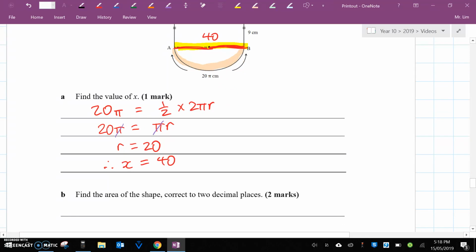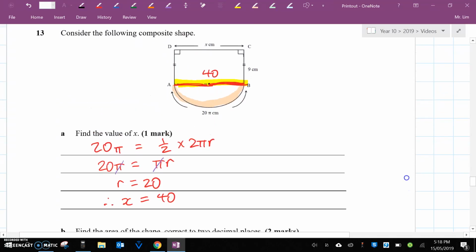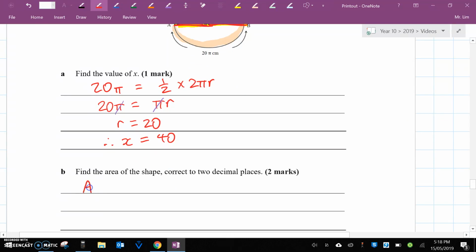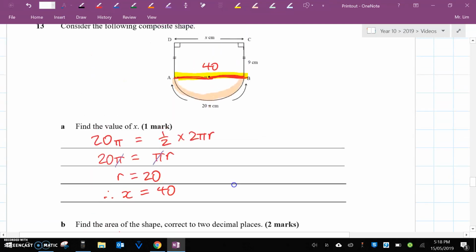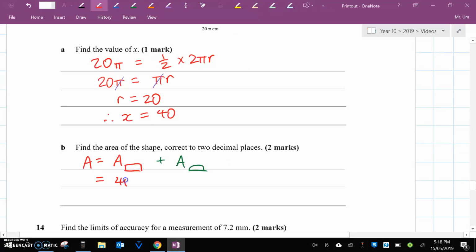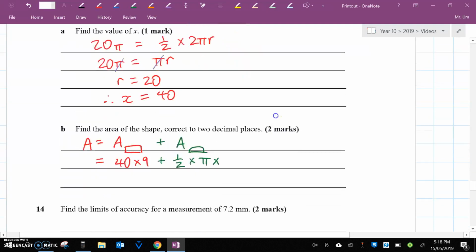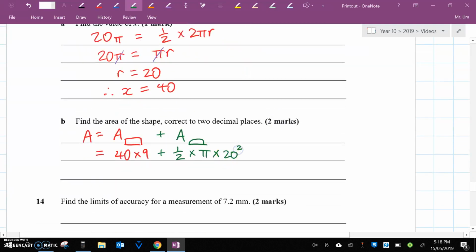Question B. Find the area of the shape correct to 2 decimal places. So the area is going to be equal to the area of the rectangle plus the area of the semicircle. Area of a rectangle is length times width, which in this case is 40 times 9. Area of a semicircle is half pi r squared. Half times pi times r squared. Well, the radius is 20, so it'll be 20 squared.